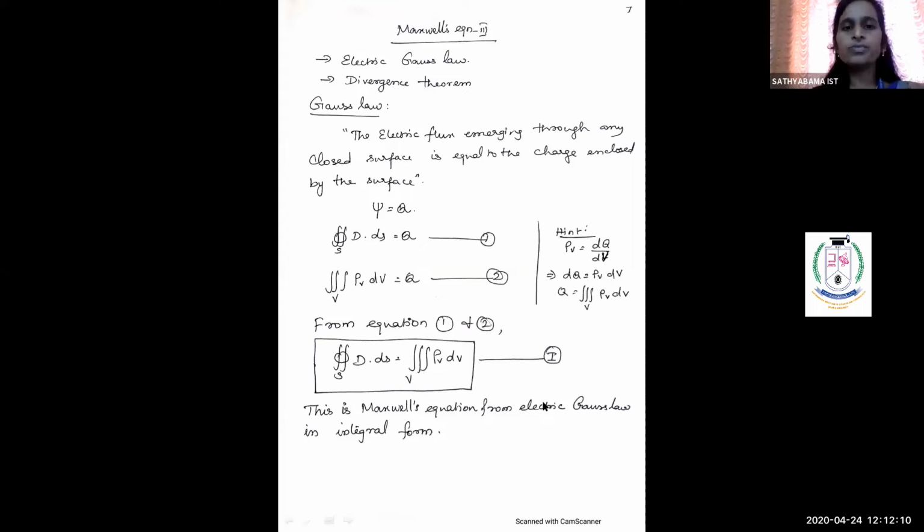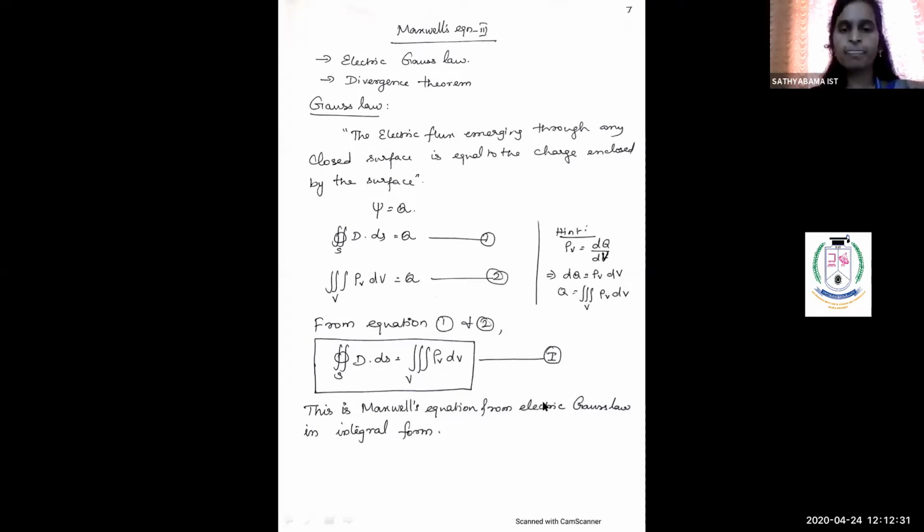Next, we are going to see about Maxwell's equation 3. Maxwell's equations 3 and 4 are derived from Gauss law. Maxwell's equation 3 is derived from electric Gauss law. Maxwell's equation 4 will be derived from magnetic Gauss law. Maxwell's equation 3, we are deriving from electric Gauss law and divergence theorem.